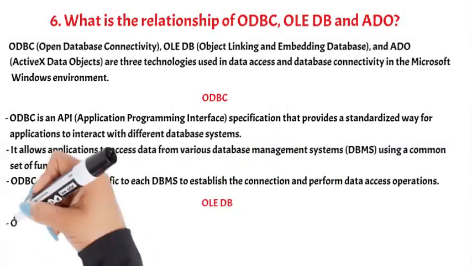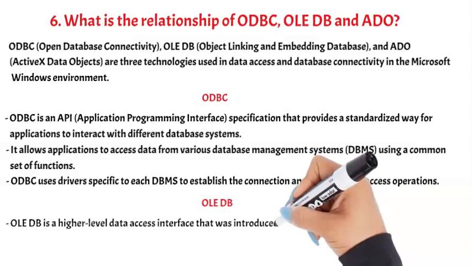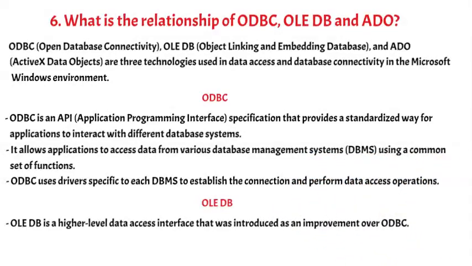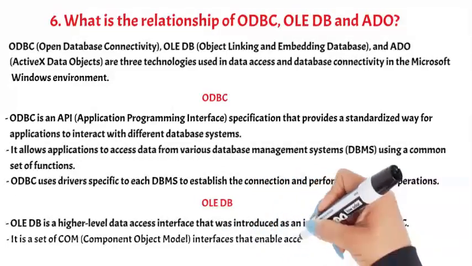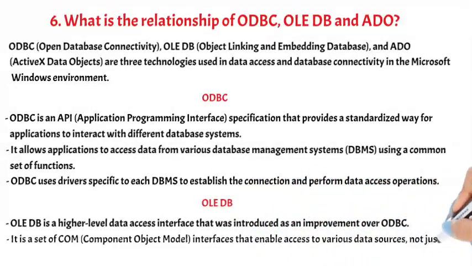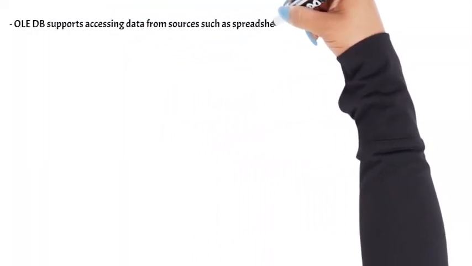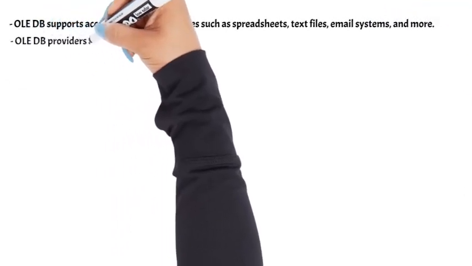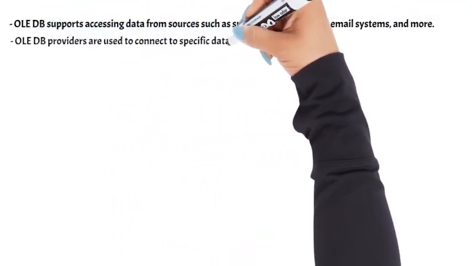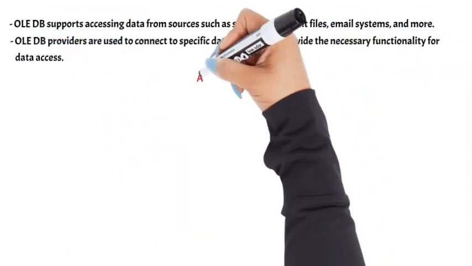OLE DB. OLE DB is a higher-level data access interface that was introduced as an improvement over ODBC. It is a set of COM (component object model) interfaces that enable access to various data sources, not just relational databases. OLE DB supports accessing data from sources such as spreadsheets, text files, email systems, and more. OLE DB providers are used to connect to specific data sources and provide the necessary functionality for data access.